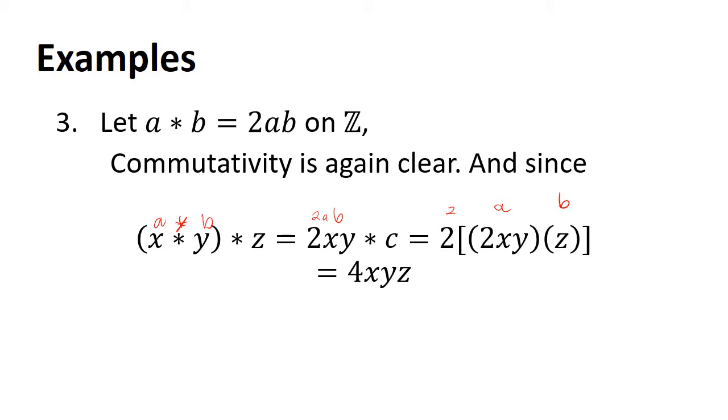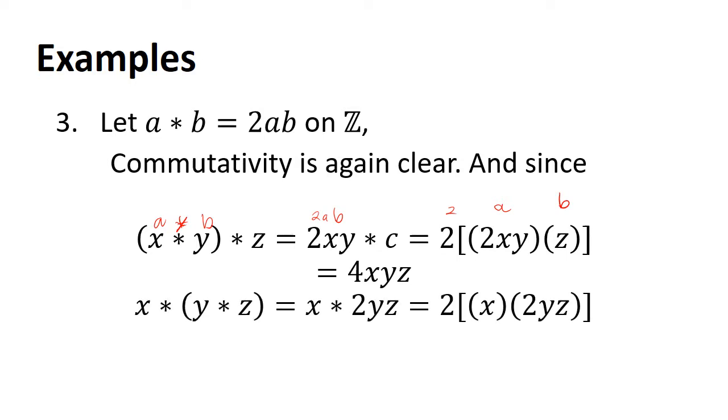Okay, let's try to regroup, and let's see if the answer is the same. What if we do it this way? We still evaluate first what is inside the parentheses. Y is our A, Z is our B. And A star B means 2AB, so 2AB means 2YZ. Then this becomes our new B, and X becomes our new A. And A star B means 2AB again. So X is A, and B is 2YZ.